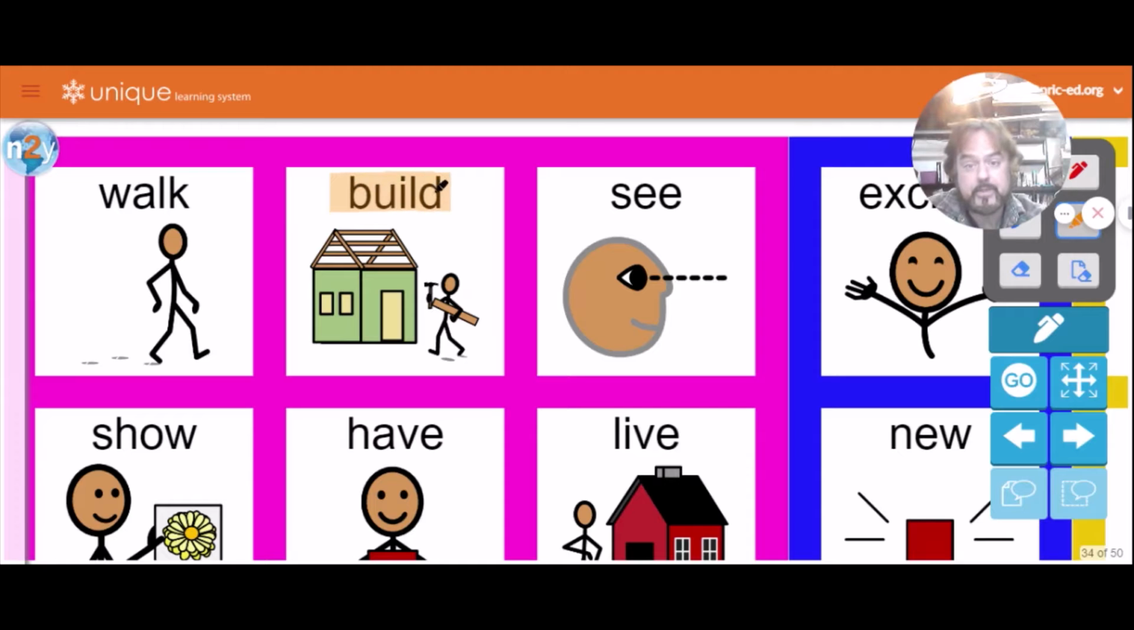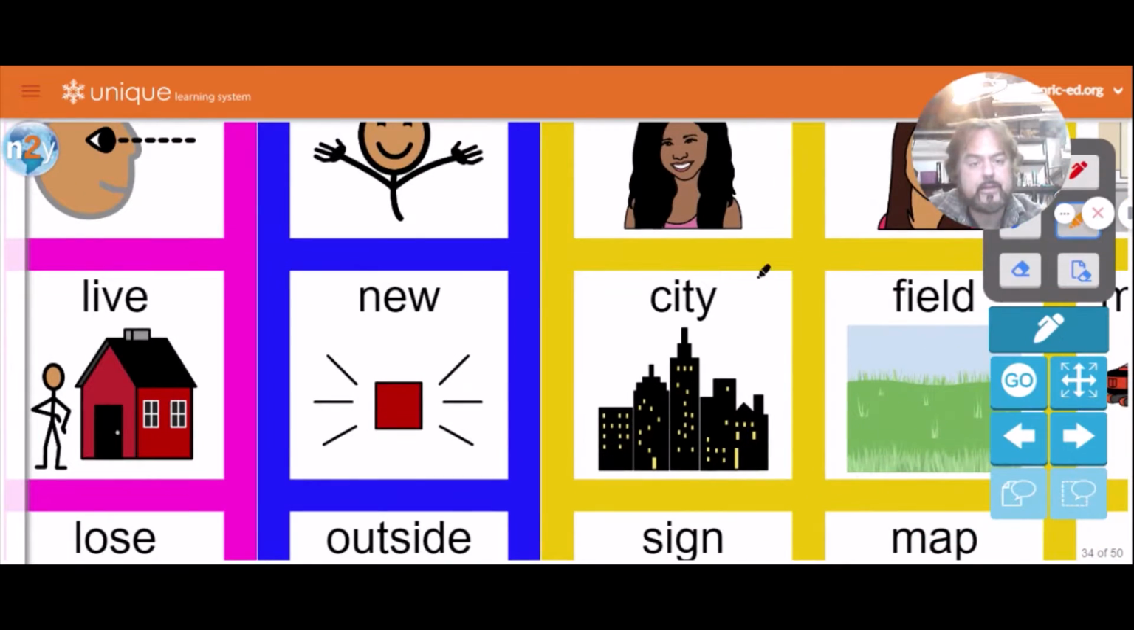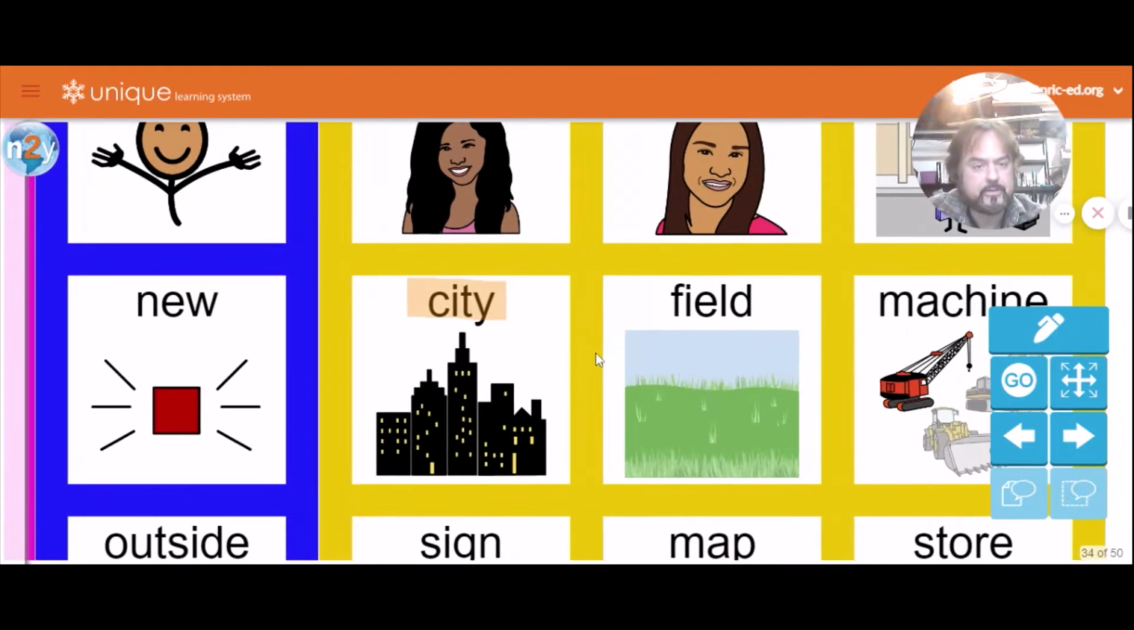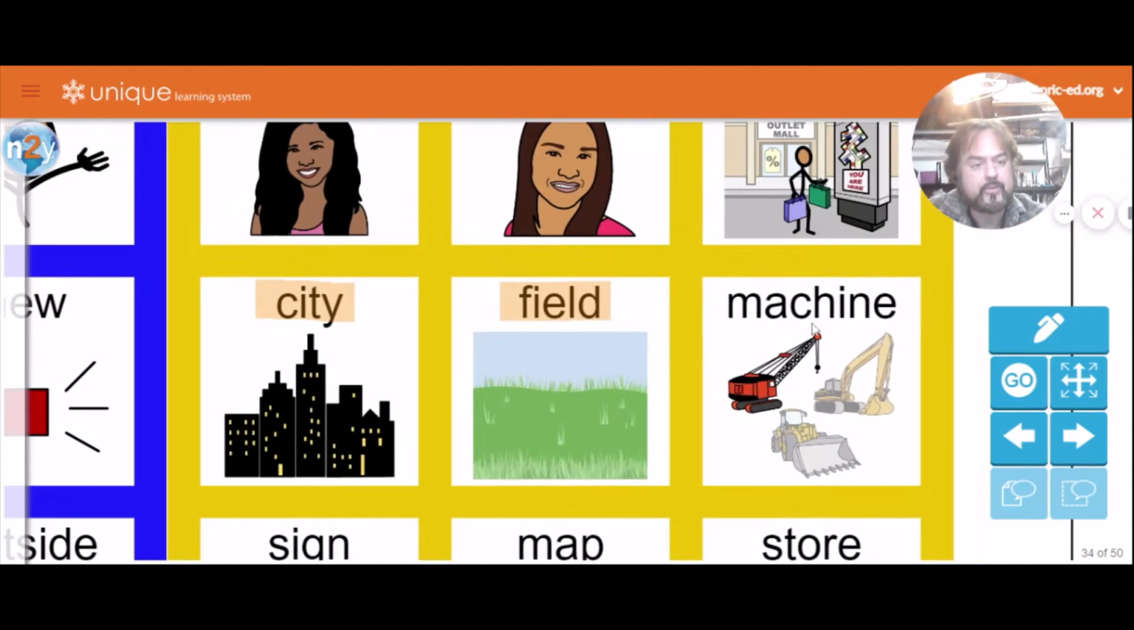again, is build, like yesterday when you build something with tools. The next topic word is city, like Providence or Boston or New York. All right, the next topic word is field. A field is where there are no buildings and there is no city. Well, there might be a field in a city, but you don't see that too often.